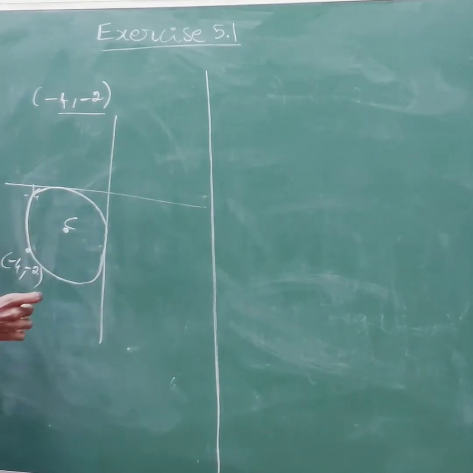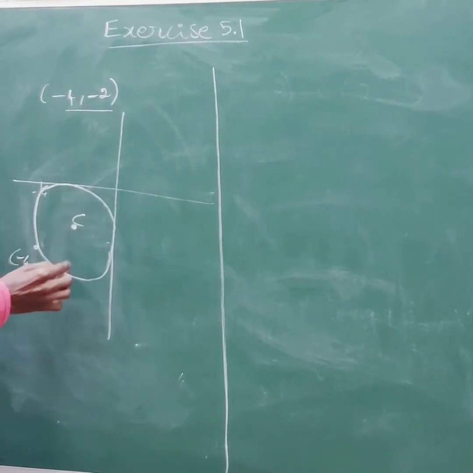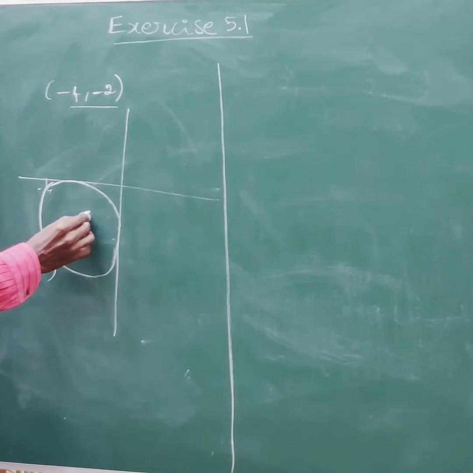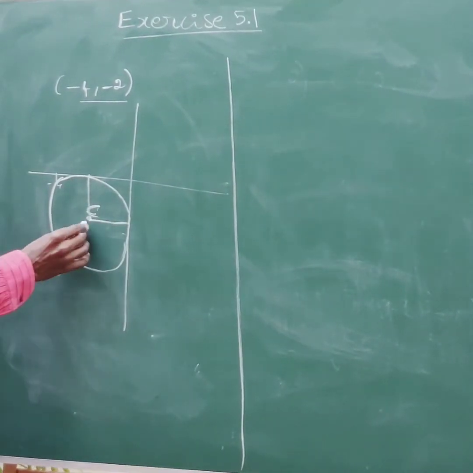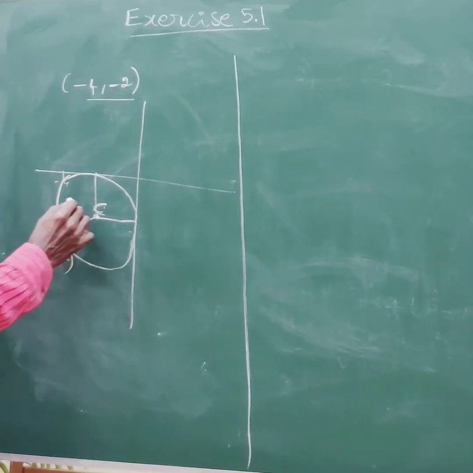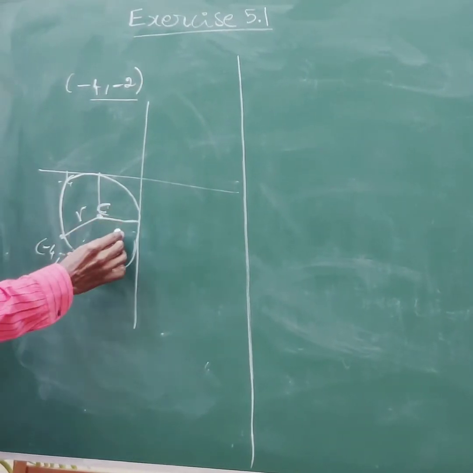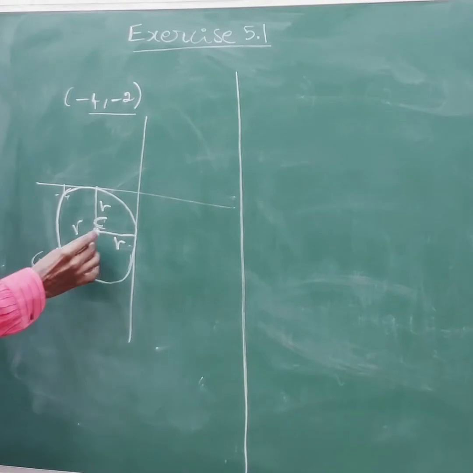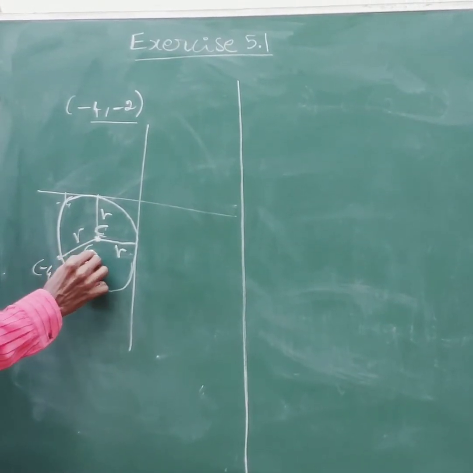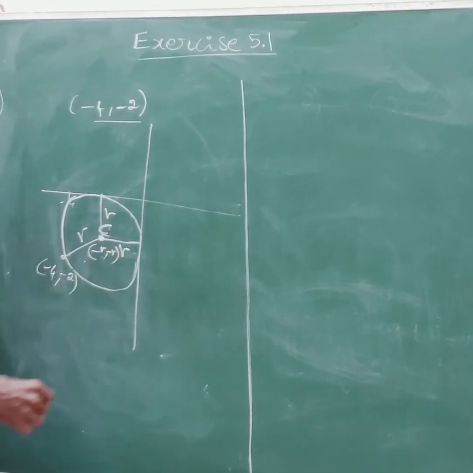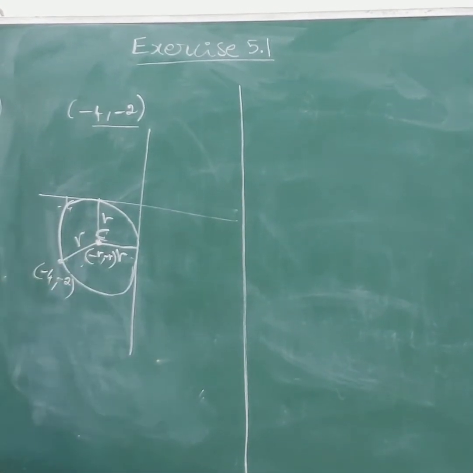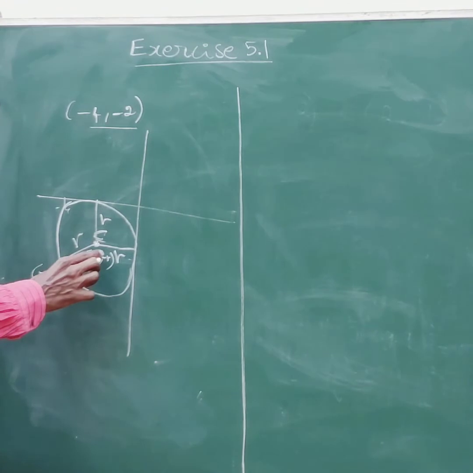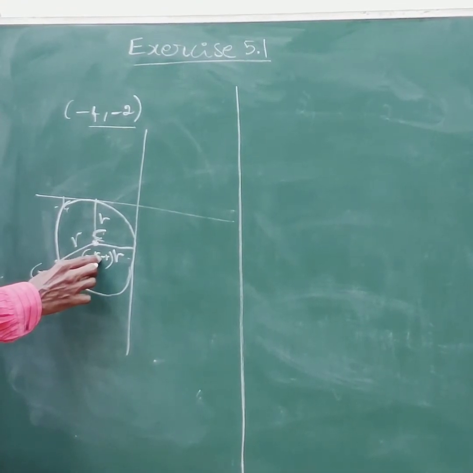So now it touches both the axes, which means the center C is equidistant from both the axes, and this is nothing but the radius. So these two distances are also the radius. That way this point is nothing but minus r comma minus r, because it is in the third quadrant. So now we have to eliminate this r. So again use the distance formula between these two.